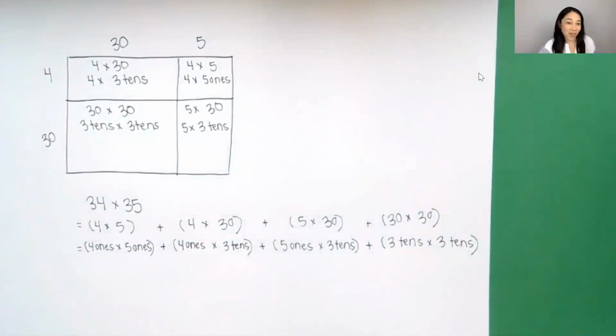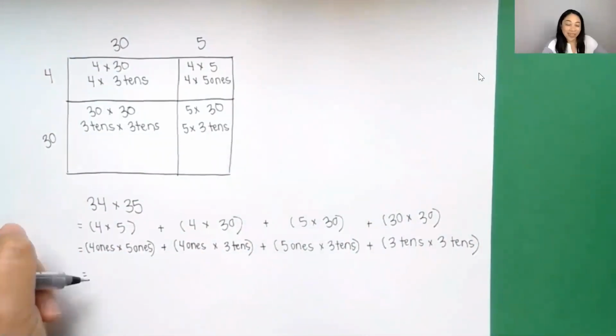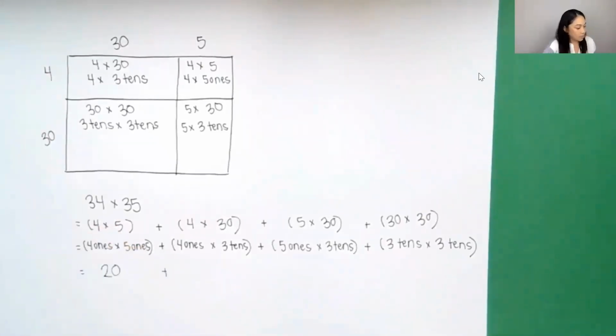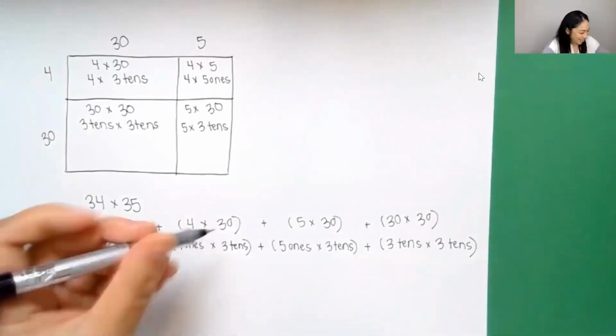Now we're ready to solve. Let's find each of the 4 partial products. Then we're going to add the 4 partial products to find 34 times 35. Ready? 4 ones times 5 ones equals 20 ones, which equals 20. 4 ones times 3 tens equals 12 tens, which equals 120.